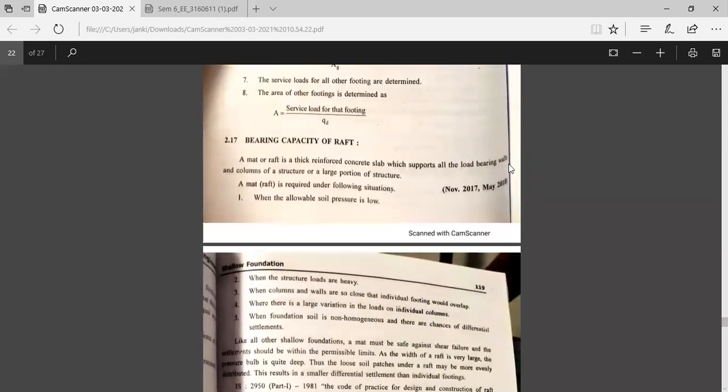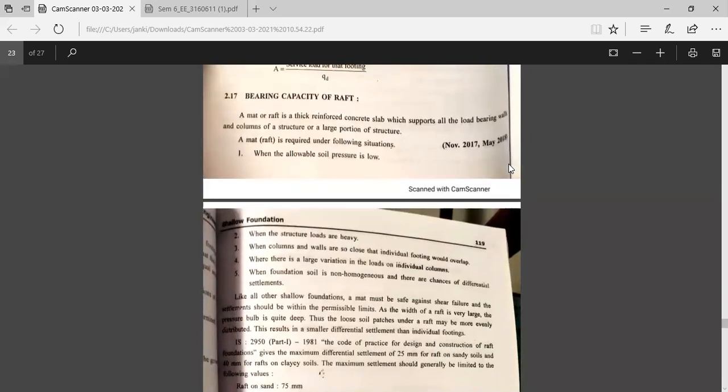So, bearing capacity of raft. A mat or raft is a thick reinforced concrete slab which supports all the load bearing walls and columns of a structure or a large portion of the structure. So a raft foundation is required under the following situations.